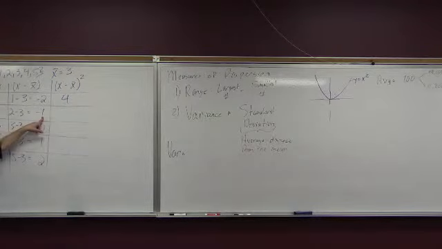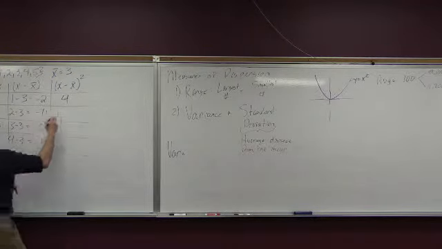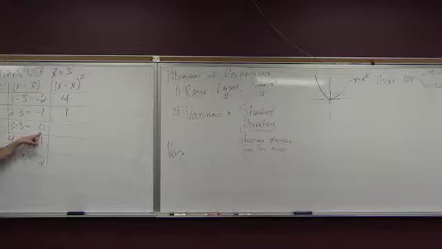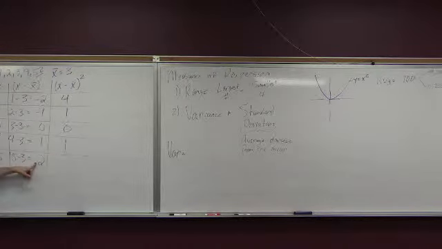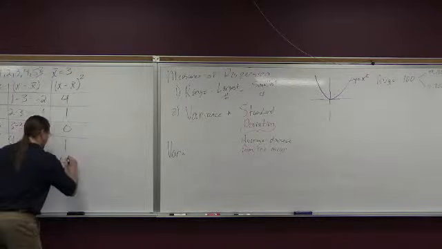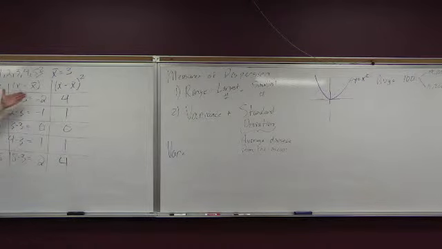What is 1 times 1? What is 0 times 0? What is 1 times 1? And what is 2 times 2? 4. Okay. And now what we want you to do is instead average these numbers.